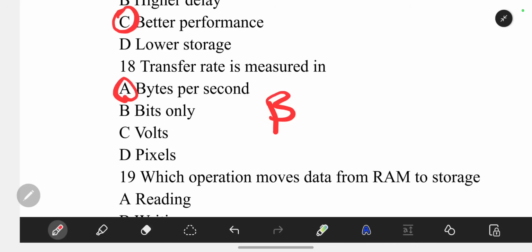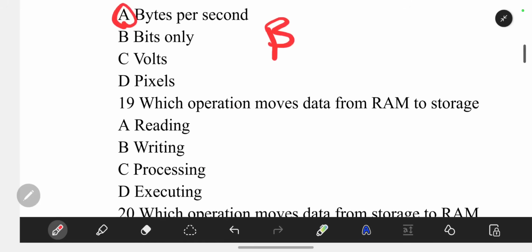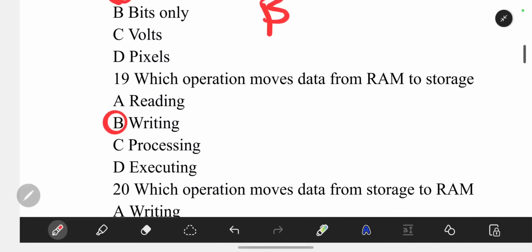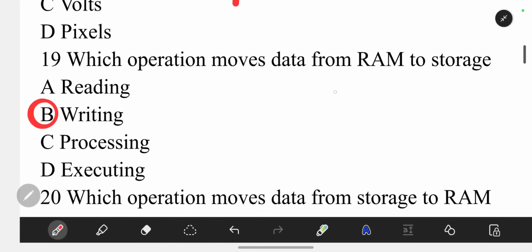When we look at our 19, we have which operation moves data from RAM to storage. RAM, which is part of the CPU, to the storage. That is what we call writing. Don't forget that. So writing is moving from the RAM or the CPU to storage. The other way around, it is reading.